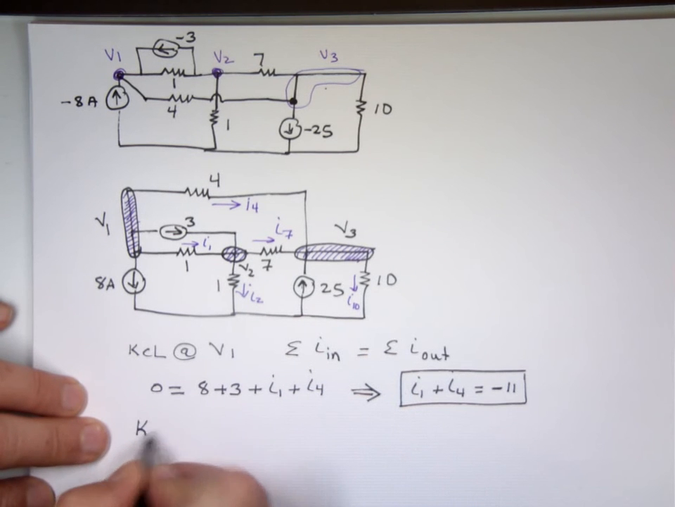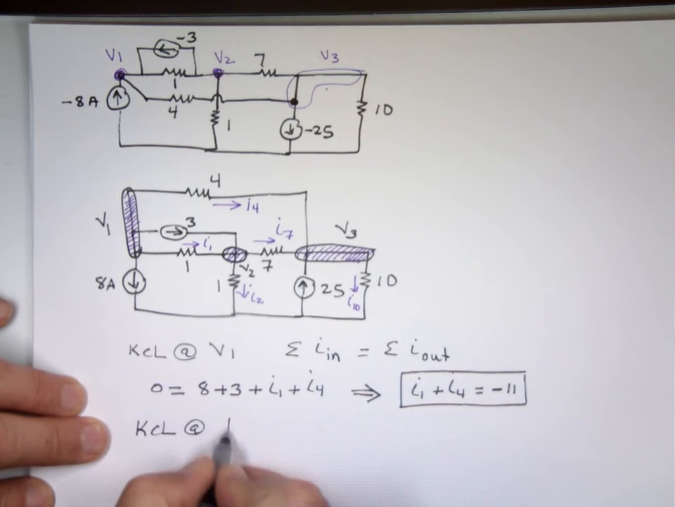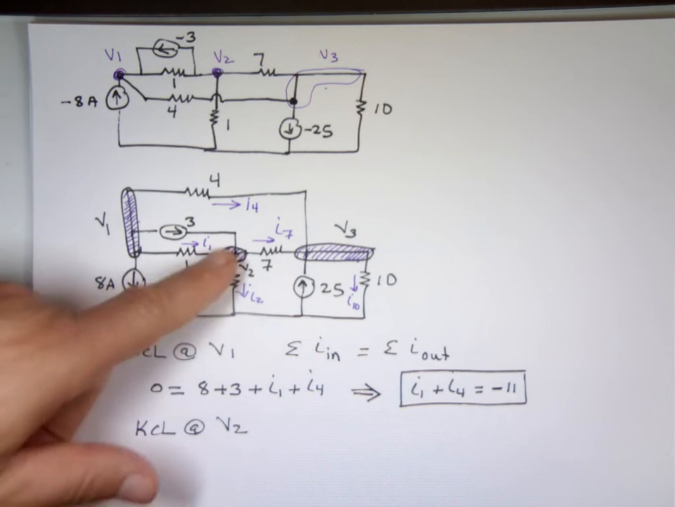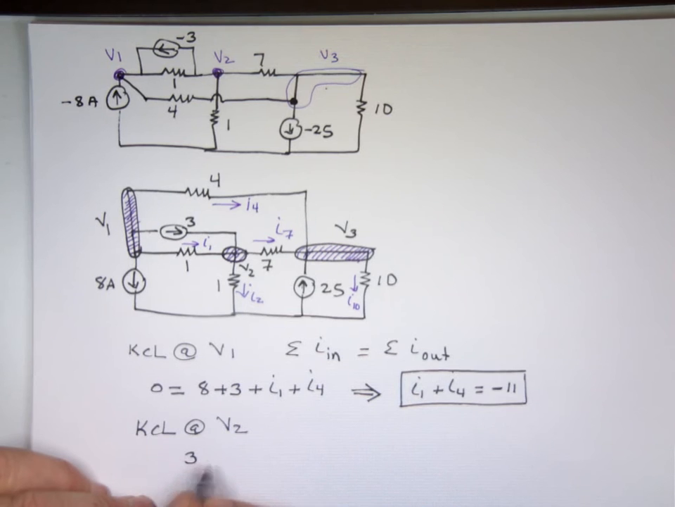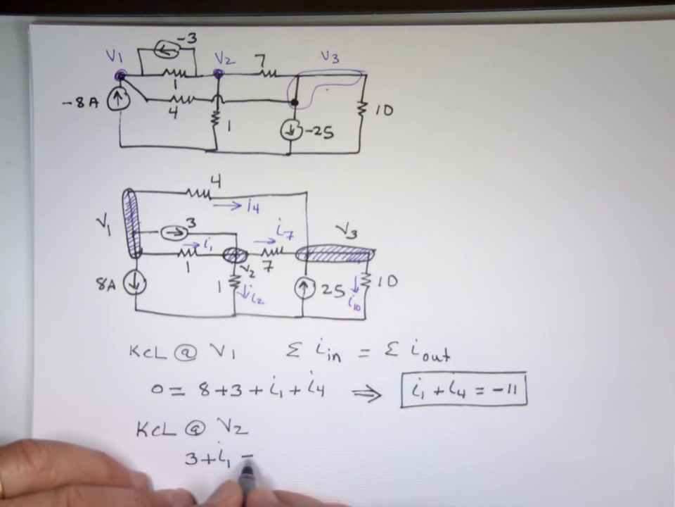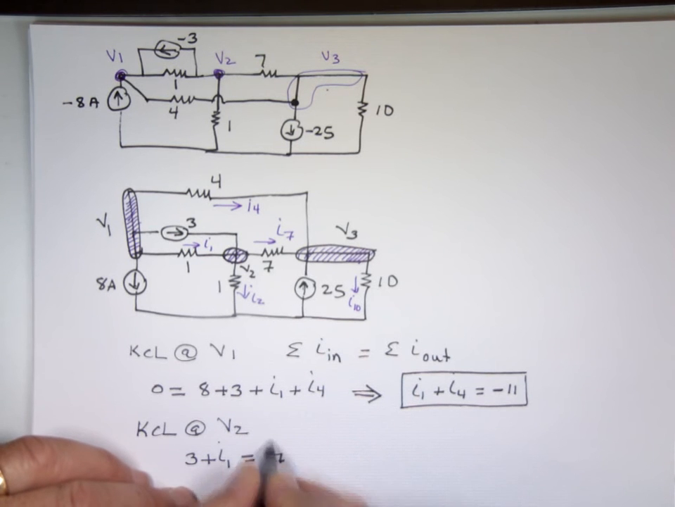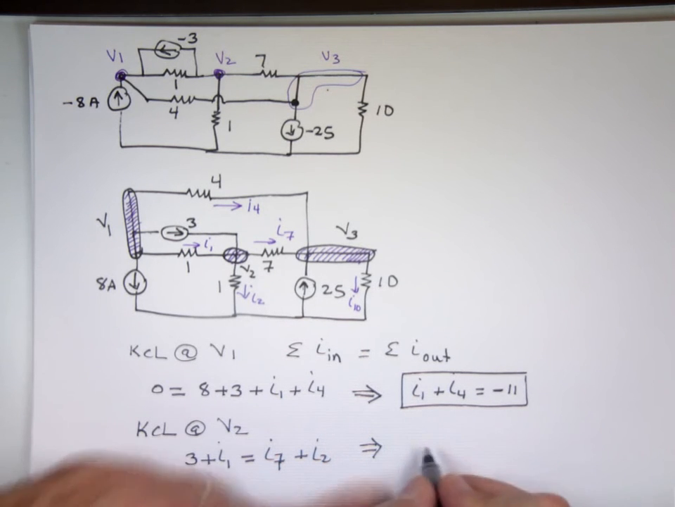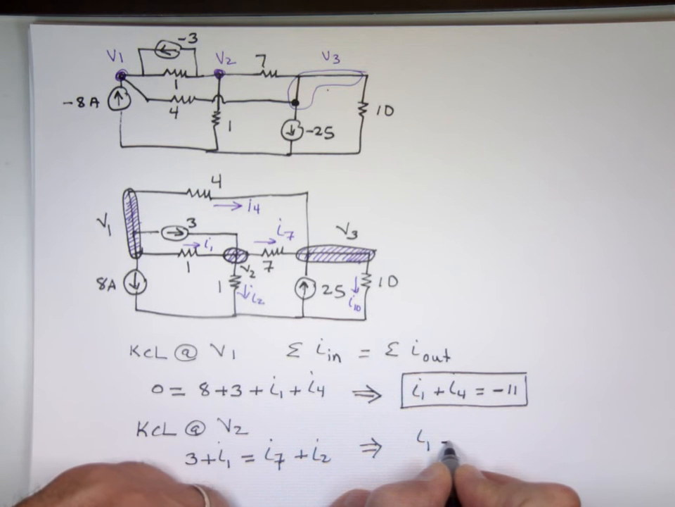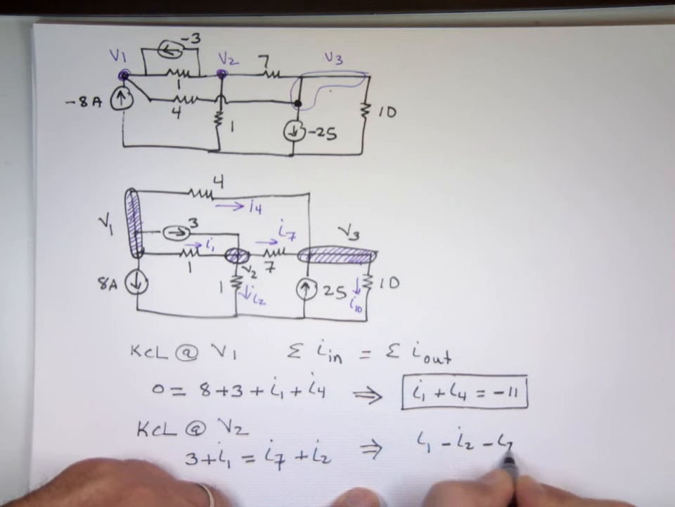KCL at node 2. What is the current going to node 2? 3. I sub 1 going to it. What's leaving that node? 7. And what? I sub 2. I sub 1 minus I sub 2 minus I sub 7 equals what? Negative 3.